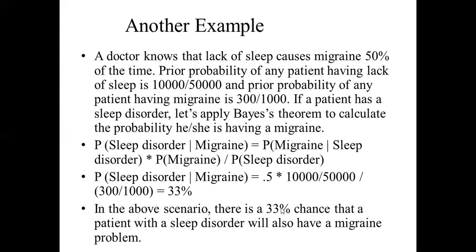And the prior probability of a patient having migraine is 300 out of 1,000. So here there are two events.